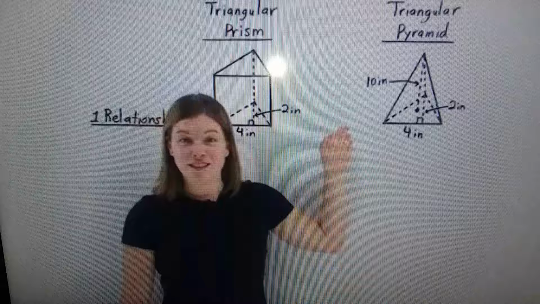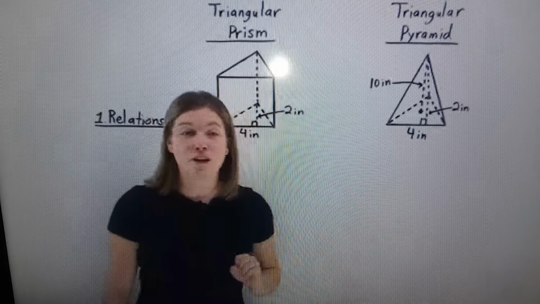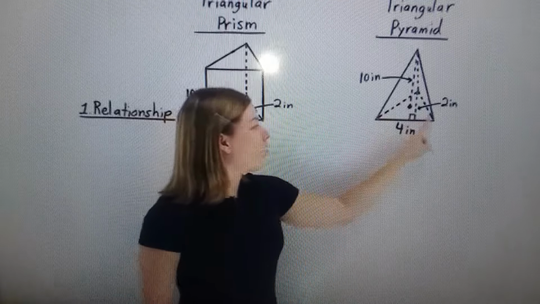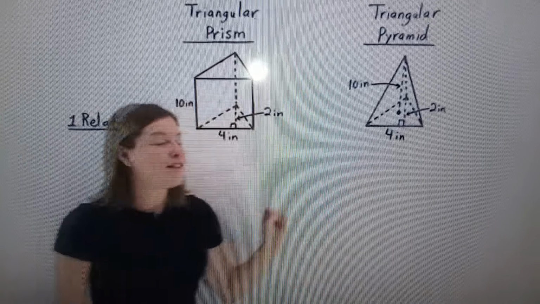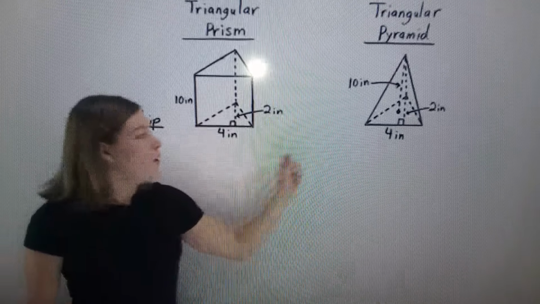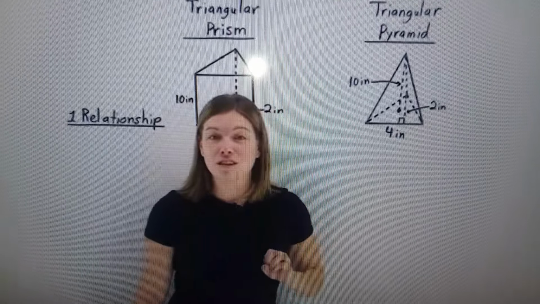Now what about this base? Here we have a triangular pyramid. So we have one triangle for the base. This triangle right here. And look at the measurements. They're the same as this prism. We have a base length of 4 inches and a height of 2 inches.